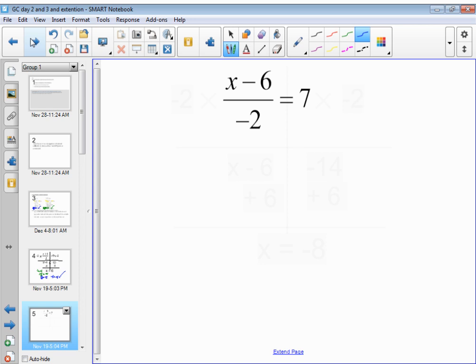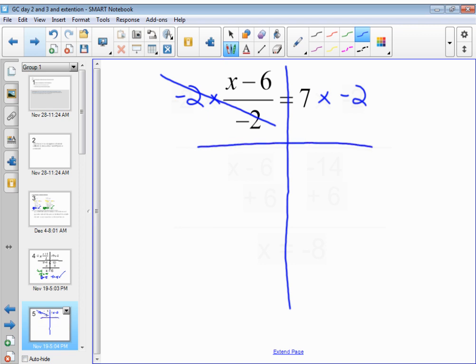If we look at our next example, x minus 6 divided by negative 2 is equal to 7. Your first step is to draw that line down the middle. From there, we want to get rid of the fraction, so we need to multiply both sides by our denominator of negative 2. When we do this, our left side is left with x minus 6, and our right side is left with negative 14. From here, it is a one-step equation.